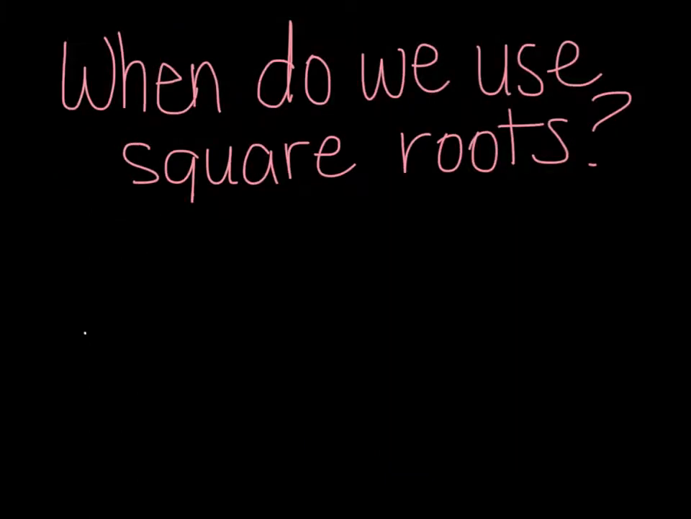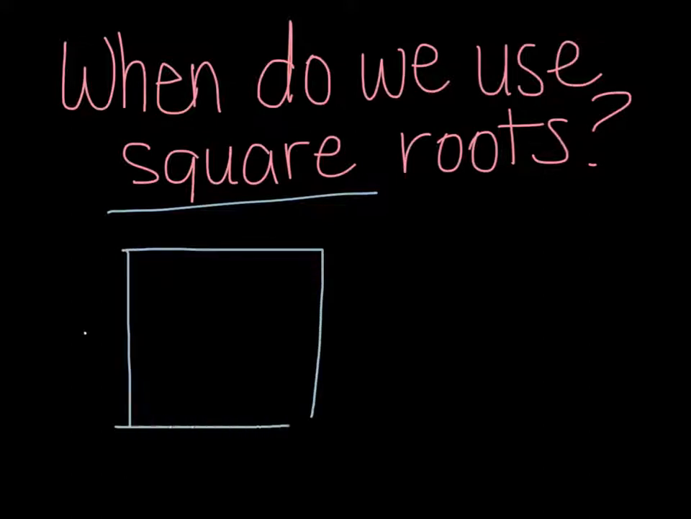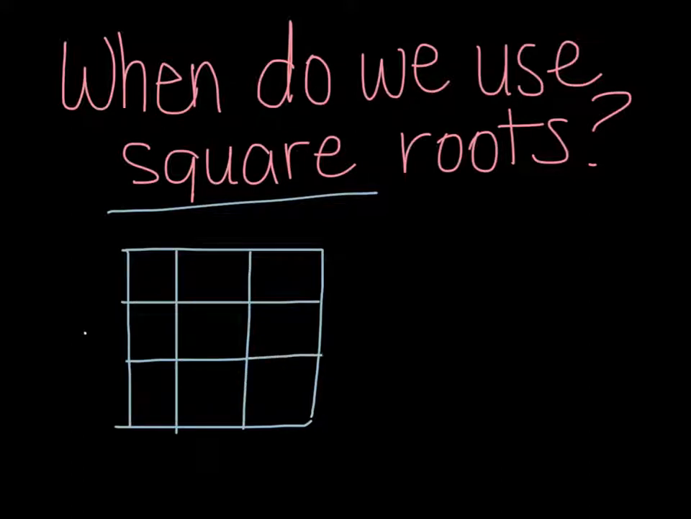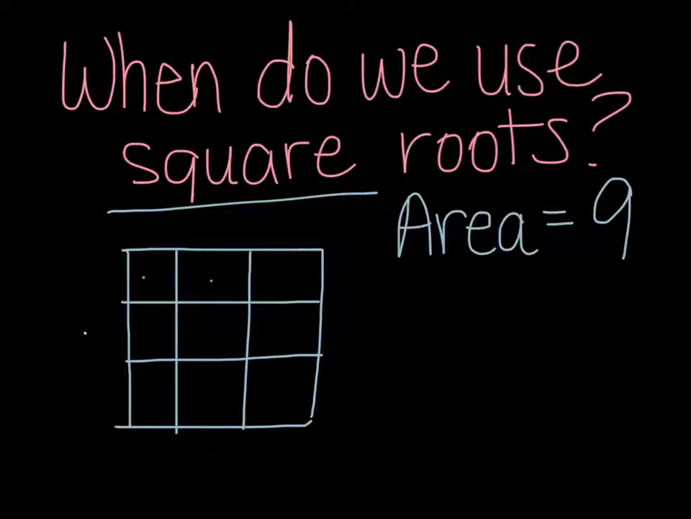My question to you is, when do we use square roots? Well, the answer sort of lies in the question here. Remember that we are looking at a square. I'm going to choose a smaller number here. I'm going to say that I have a perfect square, use your imagination a little bit, that is 3 by 3. I know that the area of this square is 9. So if I count 1, 2, 3, 4, 5, 6, 7, 8, 9, the area of this square is 9. So how do I figure out the side length?